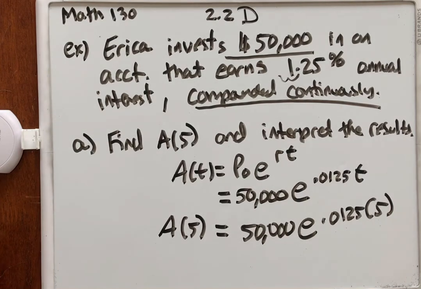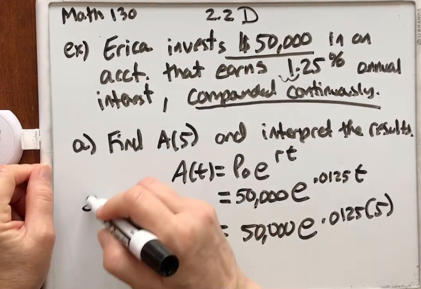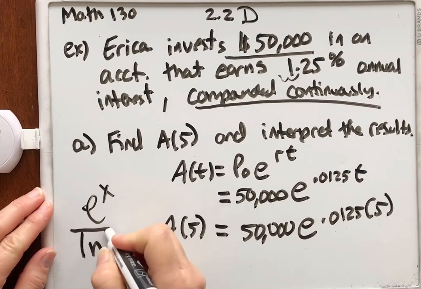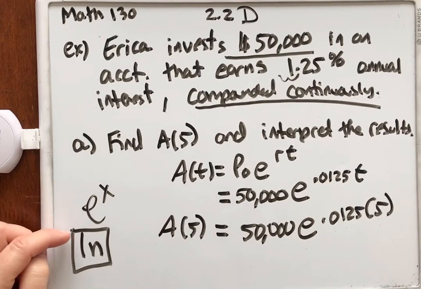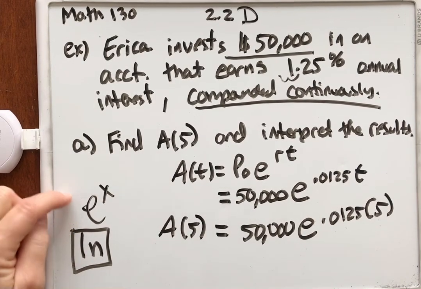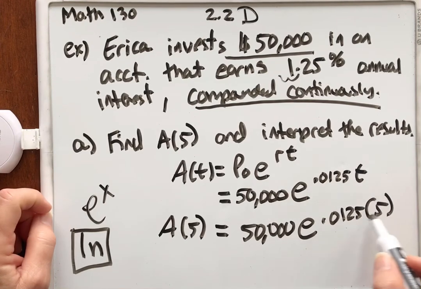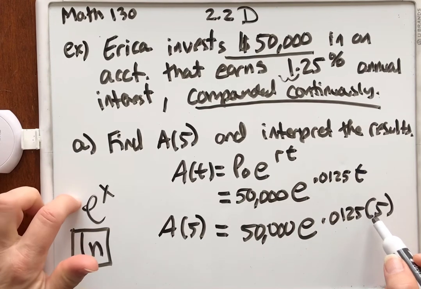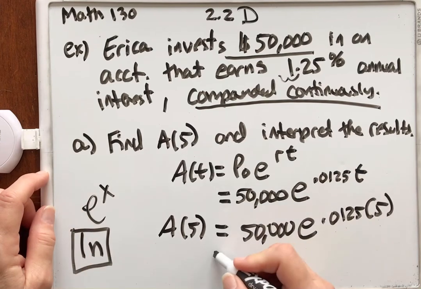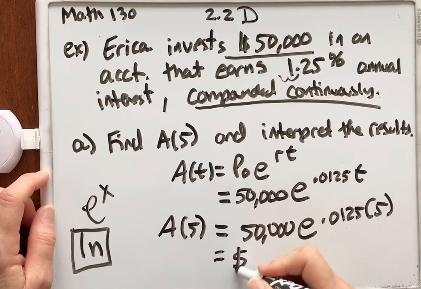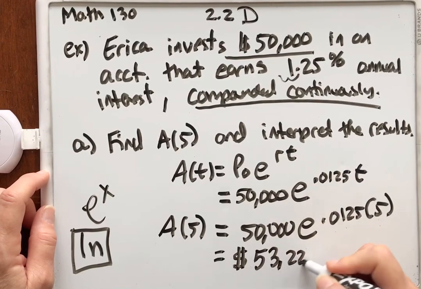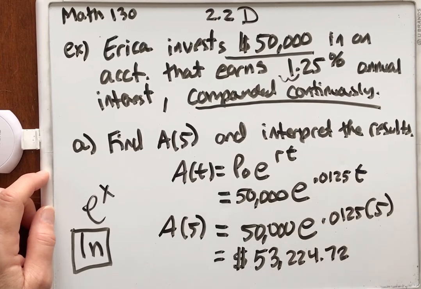In your calculators, you have an e to the x. If you're not sure where that is, it may be right above your ln button. That's your second function. So what we're going to do is multiply these first, 0.0125 times 5, and then push this button. Multiply that by 50,000. In our answer, we're going to use a dollar sign because we're dealing with money. Should be $53,224.72.